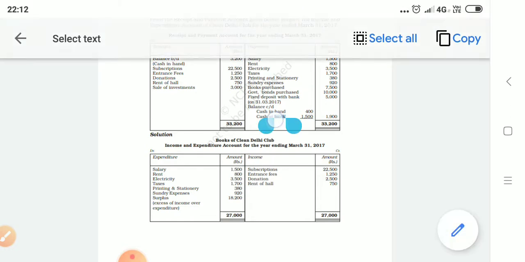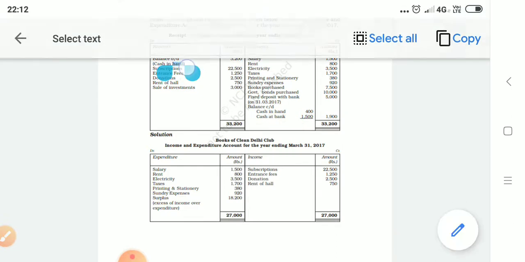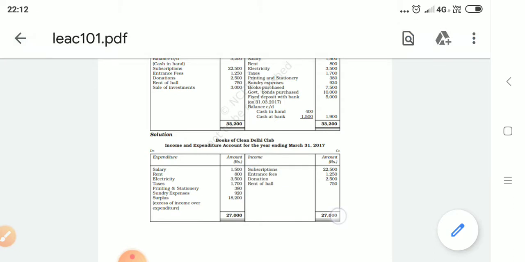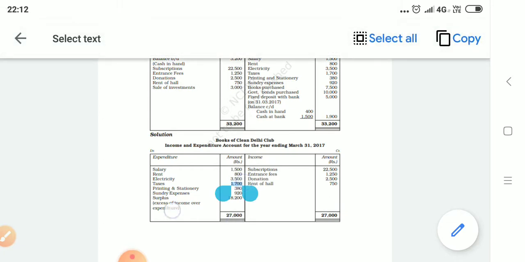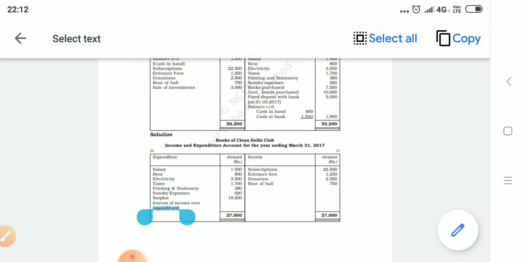And as I mentioned, opening cash in hand and cash at bank will not appear anywhere, but closing cash in hand and cash at bank will appear in the asset side of the balance sheet. So it will not appear in the expenditure side. Now you have to total. In this sum, the income side is more. Write the same total, subtract all the expenses from the expenditure, and you get the surplus amount. You have to write surplus and, within brackets, excess of income over expenditure. It's very simple, children. Okay.